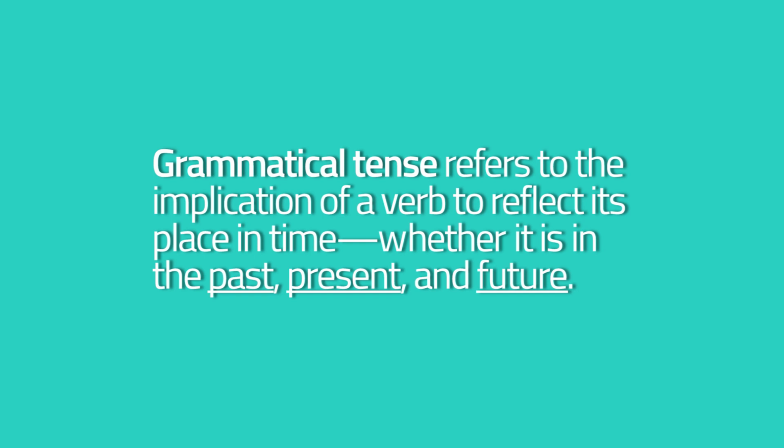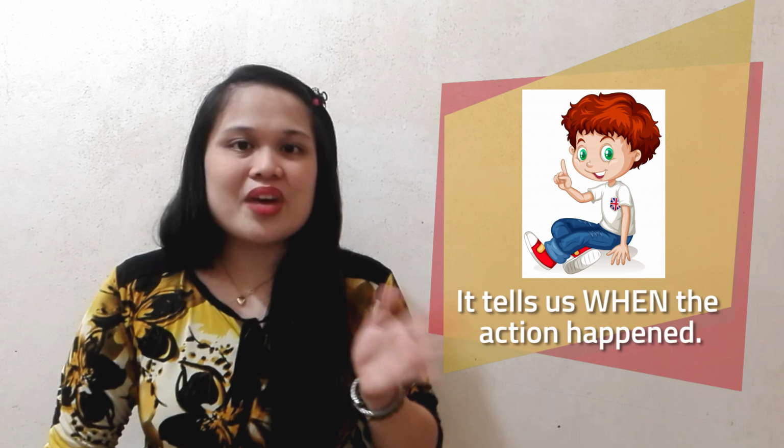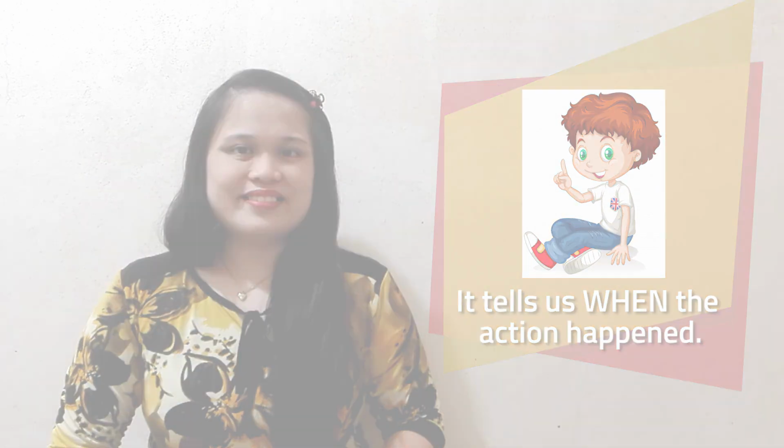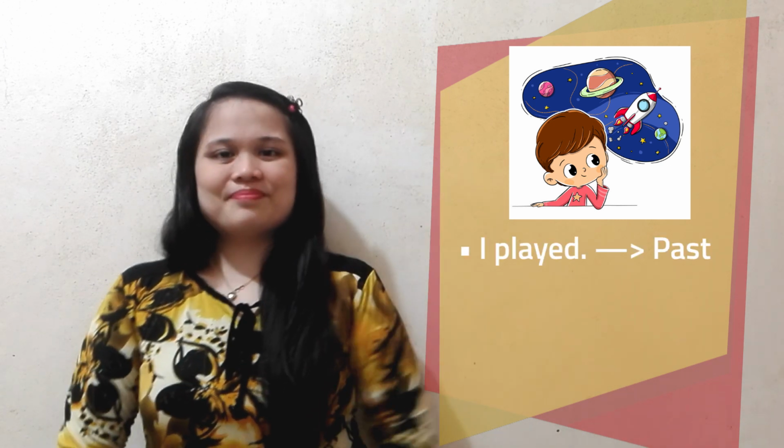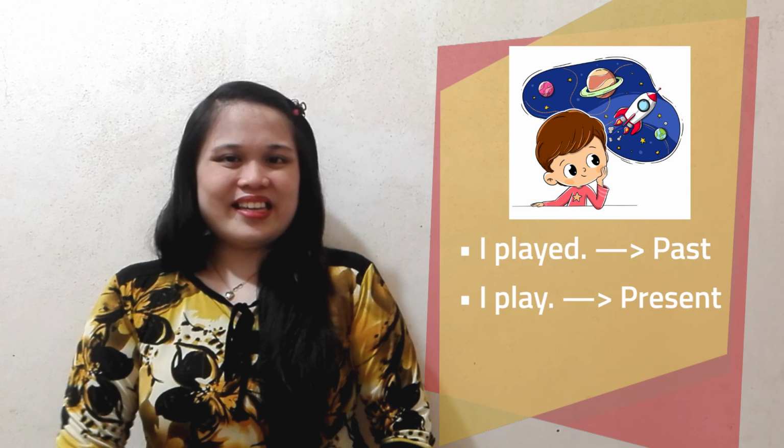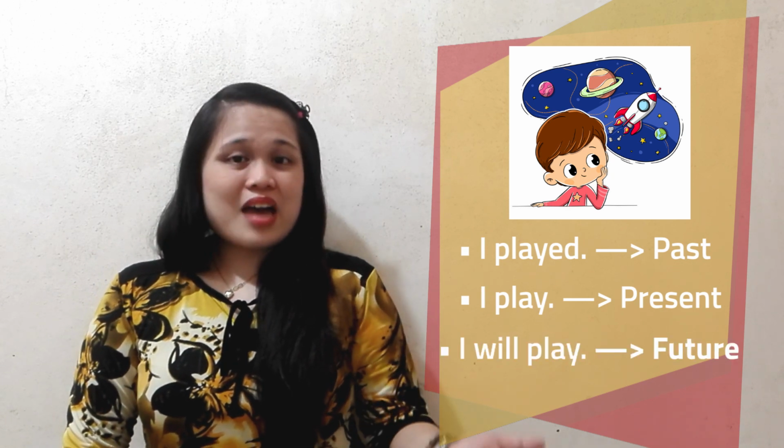Grammatical tense refers to the implication of a verb to reflect its place in time, whether it's in the past, present, or future. Simply put, it tells us when the action happened. Let's take a look at the following sentences. I played. I play. I will play. Each of these sentences tells us when the action happened.